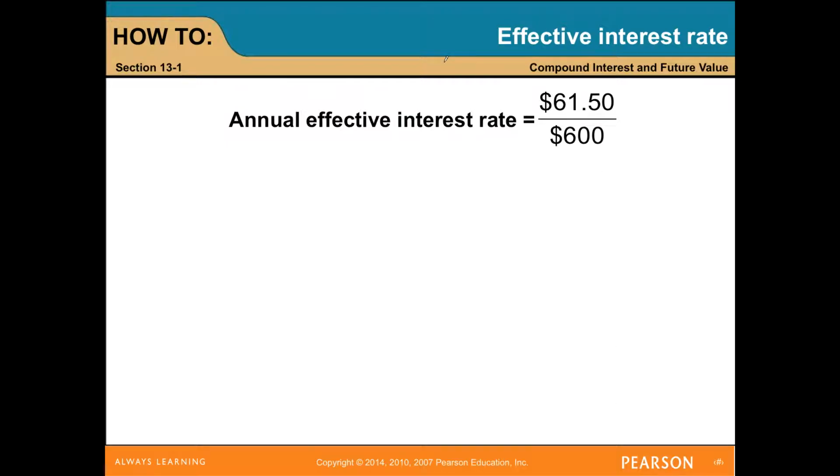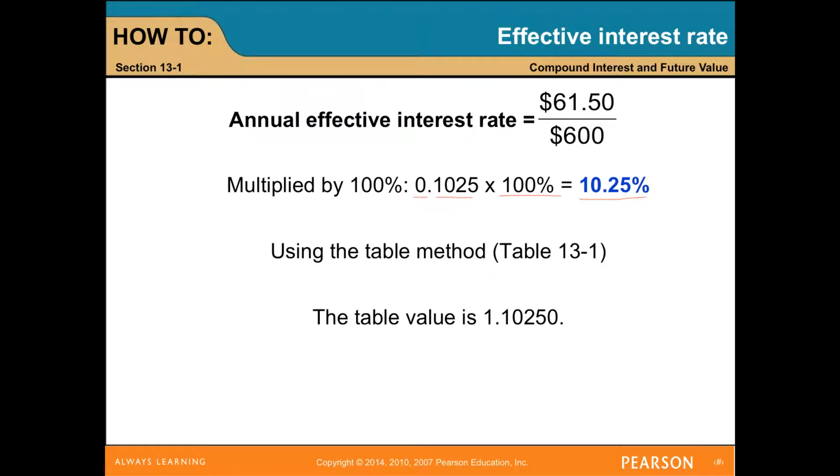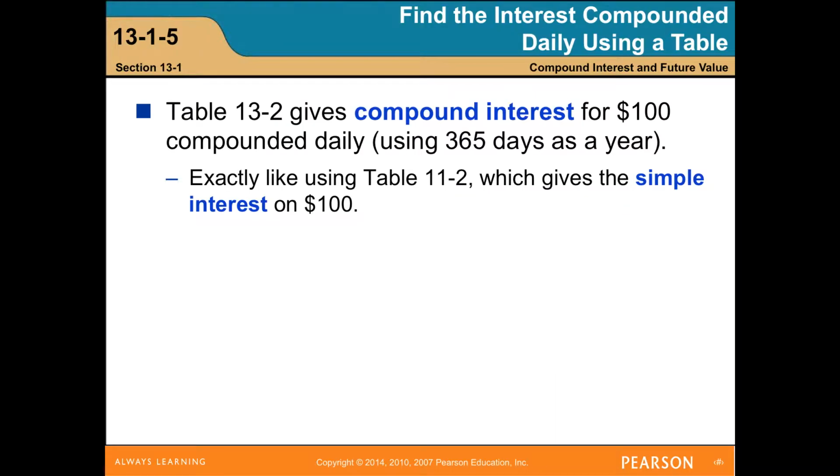Effective interest rate. Annual effective interest rate equals $61.50 over 600, multiplied by 100. You get 0.1025 times 100%, and that equals 10.25%. Using the table method again, on table 13-1 in your book, the table value comes to 1.10250. Subtract 1.00 and multiply by 100, and the effective interest rate is 10.25%.